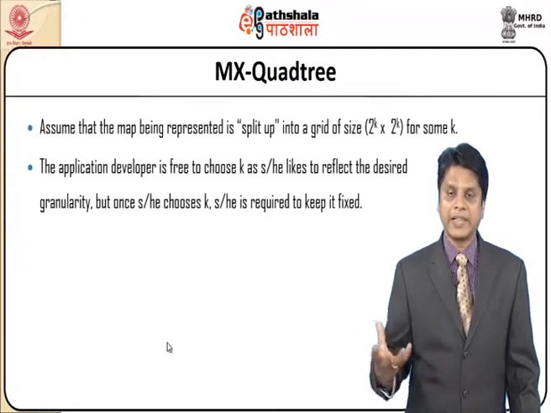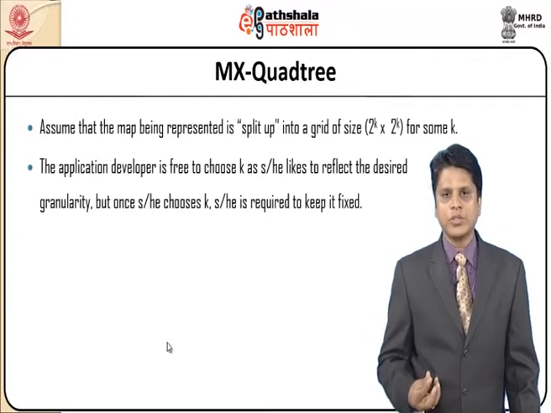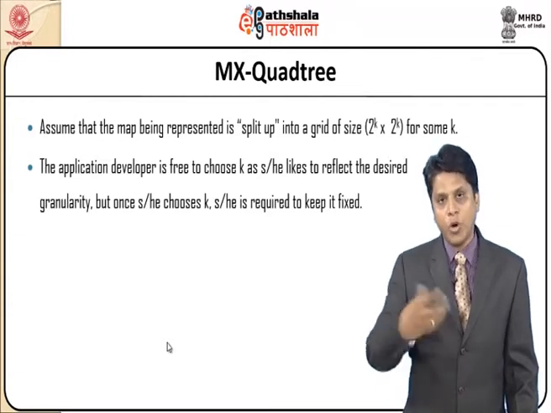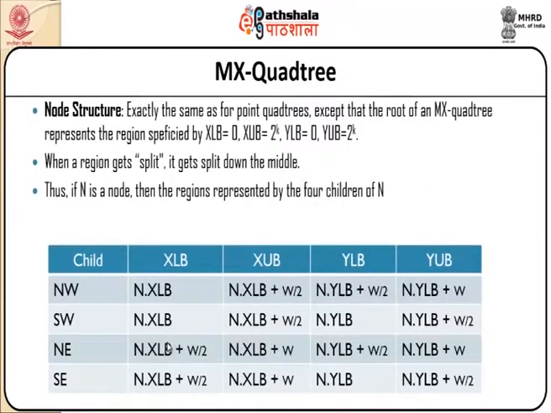When we want finer granules, that means k should be larger, and then we get the maximum granularity. This table represents the complete node structure in terms of 2 power k, exactly the same as point quadtrees, except the root of the MX quadtree represents the region specified by x's lower bound as 0 and upper bound as 2 power k, and y's lower bound as 0 and upper bound as 2 power k.